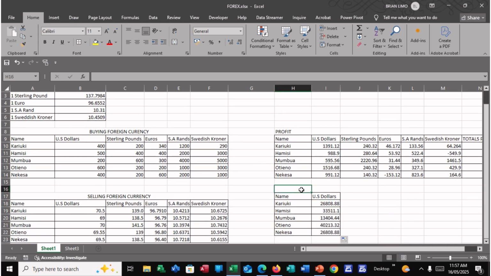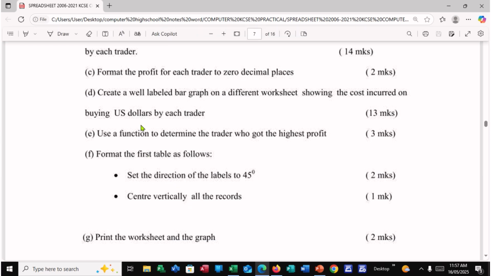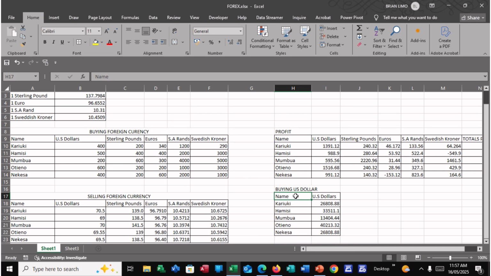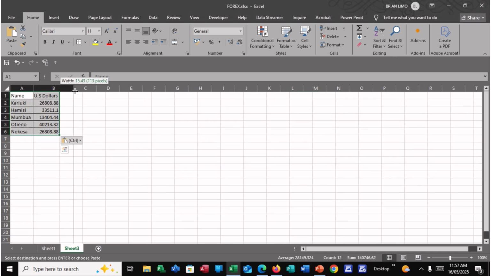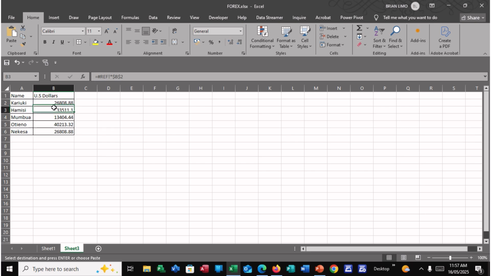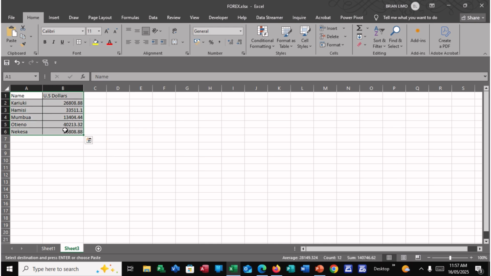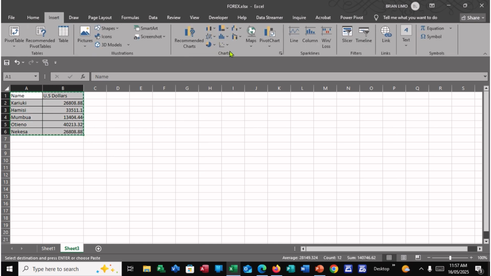This is buying US dollar, the cost incurred, because you can read the question here. Create a graph for different worksheets showing the cost incurred on buying US dollar by each trader, not the profit by the buying. So I can copy this one now to my new worksheet, worksheet 3. I paste it here, and then I drag like that. So after doing that, you are now supposed to create a chart with it. So insert a chart.